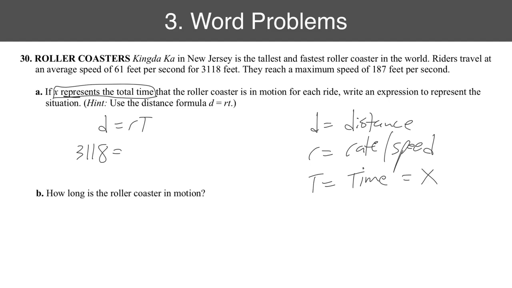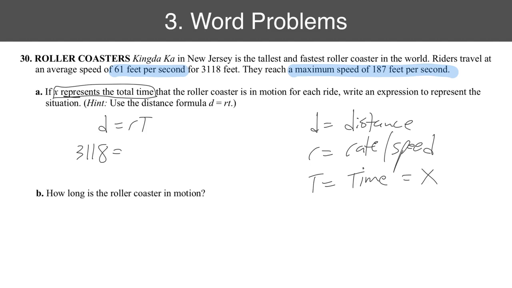Now, they do something a little confusing here. They give us two speeds. They give us 61 feet per second right here. Let me highlight that. 61 feet per second. And then they tell us they have a maximum speed of 180 feet per second. We have two different speeds. So which one do we use?